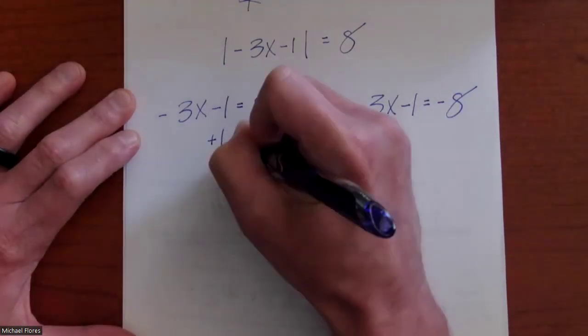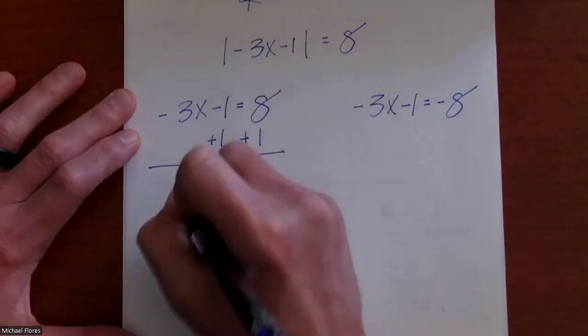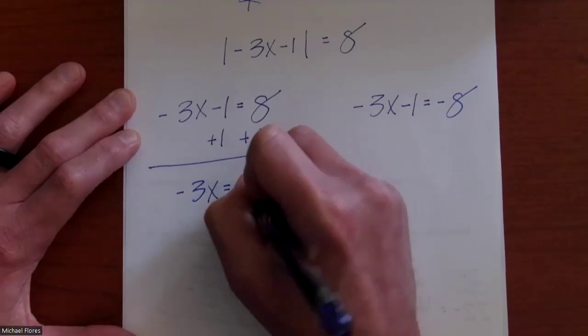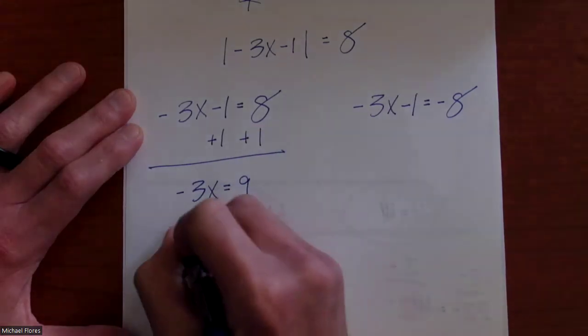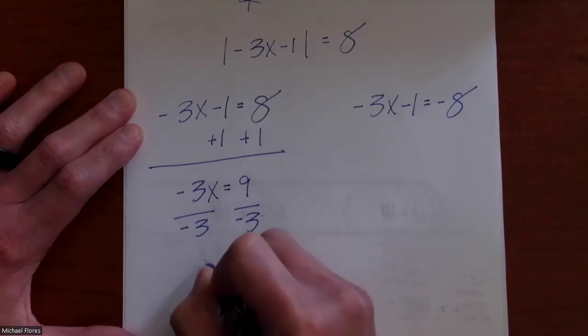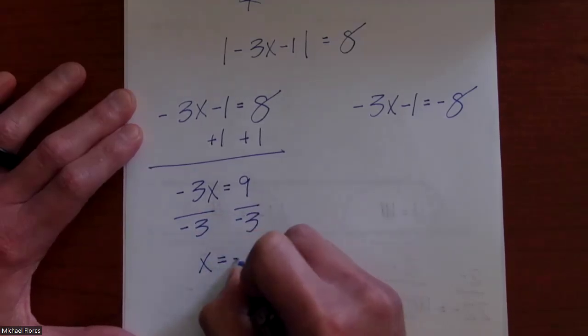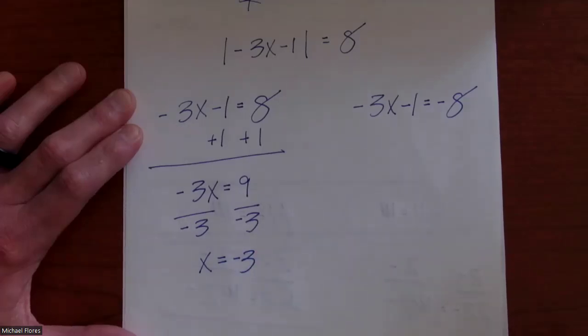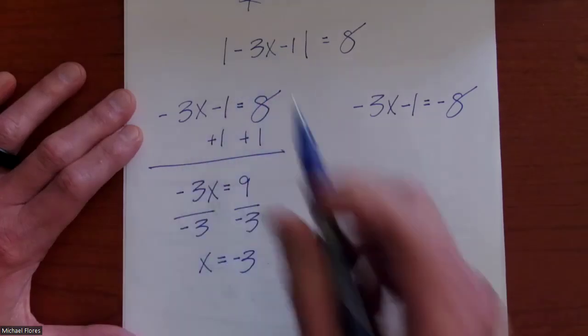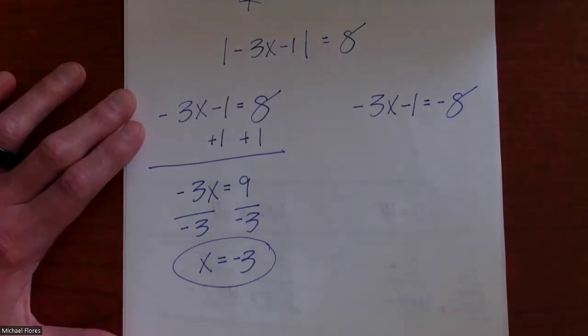Let's start with this one. Add 1 to both sides. Divide away the negative 3. All right, x equals negative 3. Took that, plugged it in here, you would get the absolute value of 8. So that is a solution.